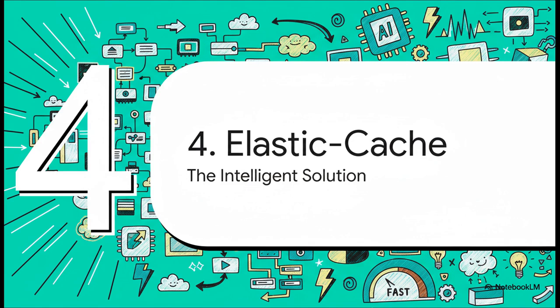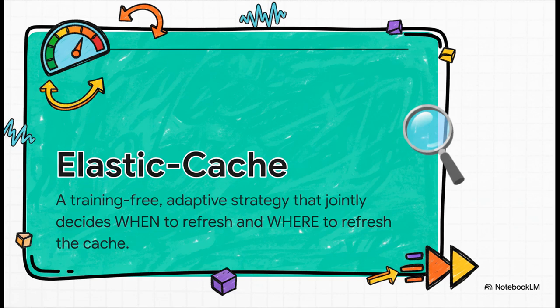So, armed with these 3 game-changing clues, the researchers built an incredibly intelligent new strategy. They called it Elastic Cache. Elastic Cache is just brilliant in its simplicity. It is not a new model. It requires 0 retraining. It's basically a smart adaptive manager for that short-term memory, the KV cache. It just uses those 3 clues to make intelligent decisions about when an update is actually needed, and just as important, where in the model that update needs to happen.